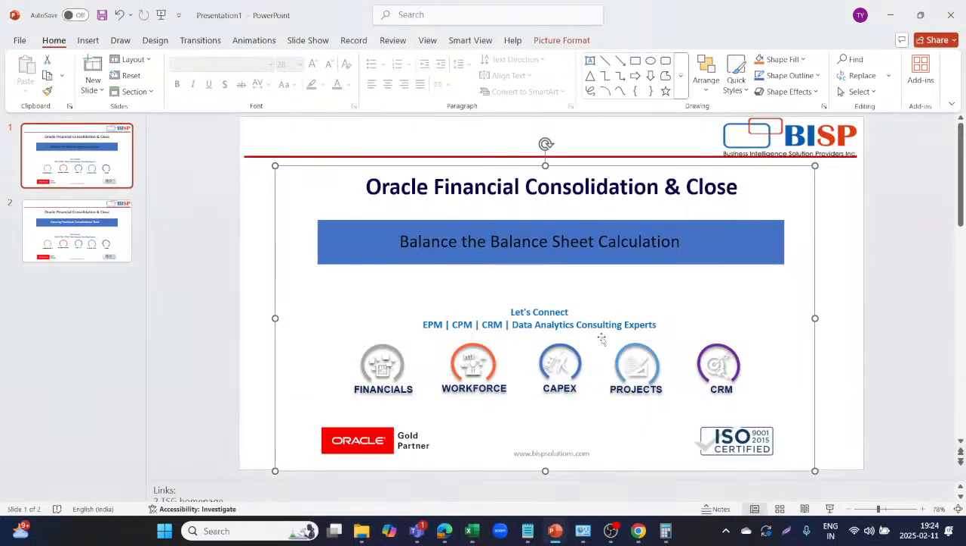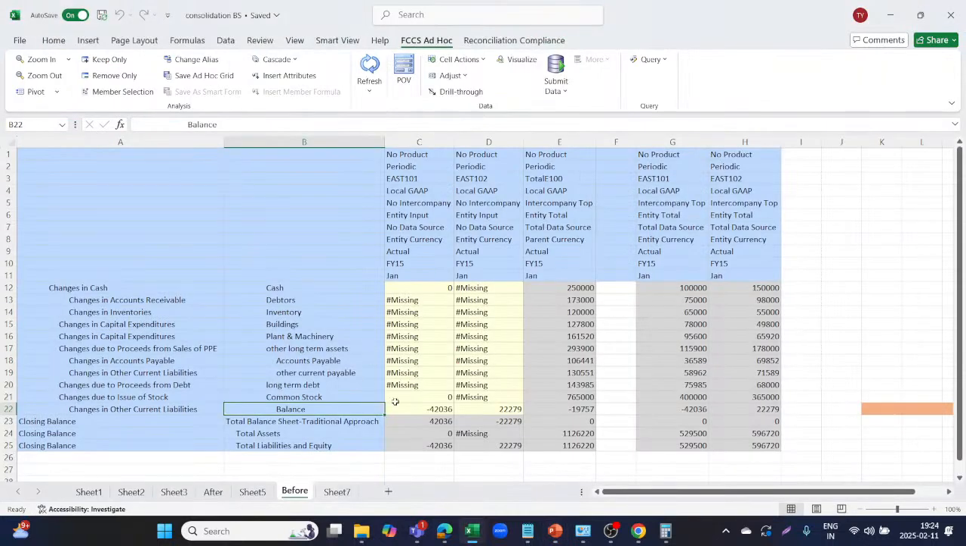balance sheet calculation process, the consolidation process. So this is the whole step that you need to perform to flow the data to the balance. And if you do not want the system to move the balance to the FCCS balance account, you can disable the rule the way we enabled it. Similarly, you can go and disable it. Then your balance will show a hash missing, which we have seen earlier, before enabling the rule.